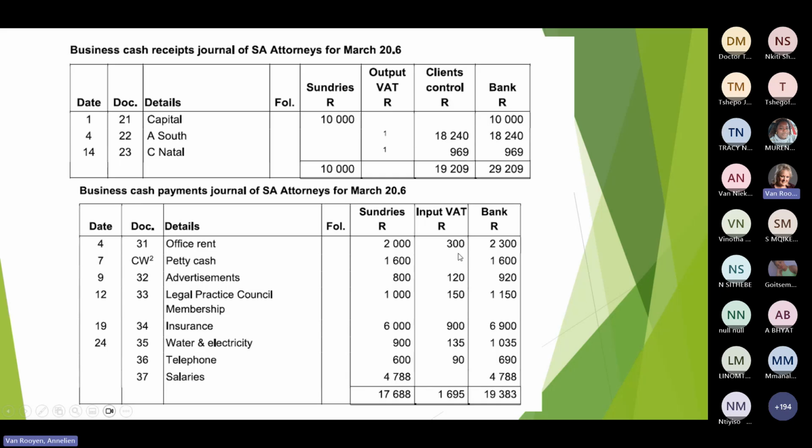Your amounts, the VAT applicable, if you need to take it out, remember how we calculated that. And on this side, you will have the total. Now, these must balance. Always keep that in mind, that 10,000 plus 19,209 must equal 29,209. Otherwise, your trial balance won't balance.